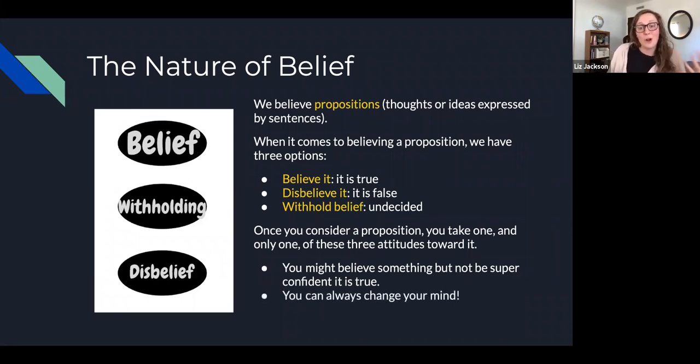And note too, you could always change your mind. When you get new evidence or consider something from a different perspective, you might go from believing to withholding, or from believing to disbelieving. Just because you have one of these attitudes towards a proposition doesn't mean you can't change.